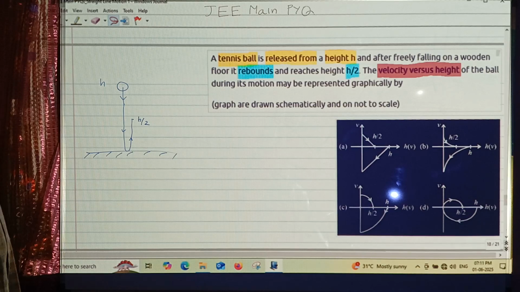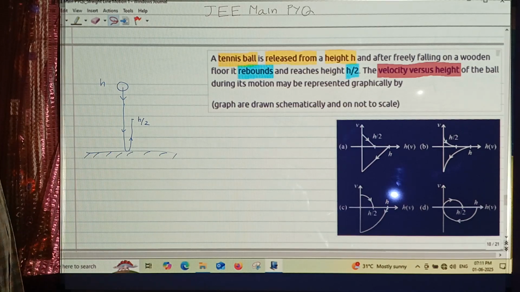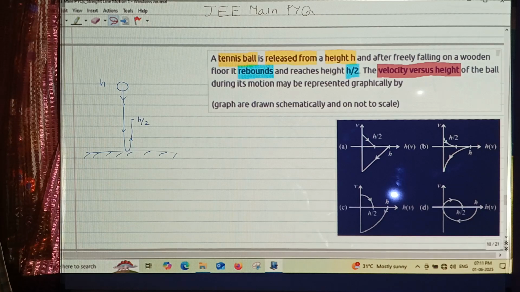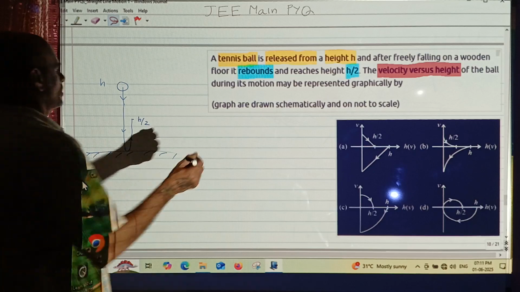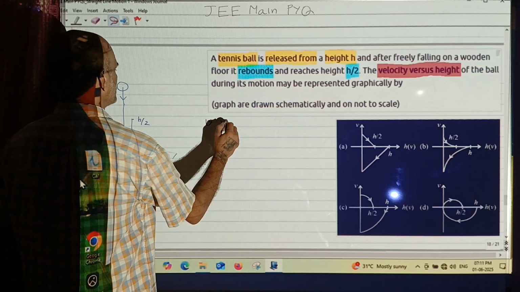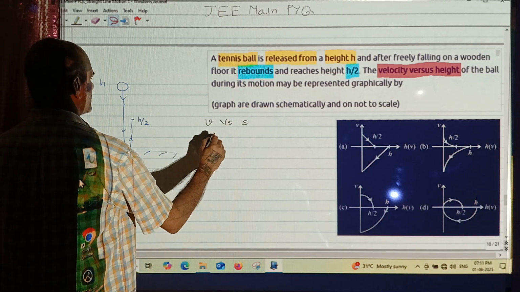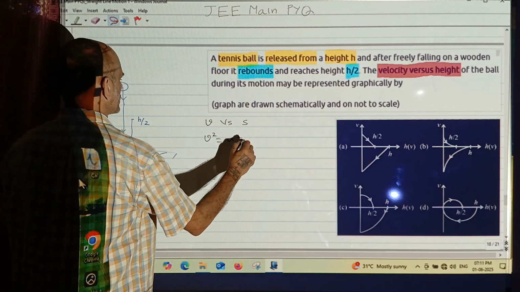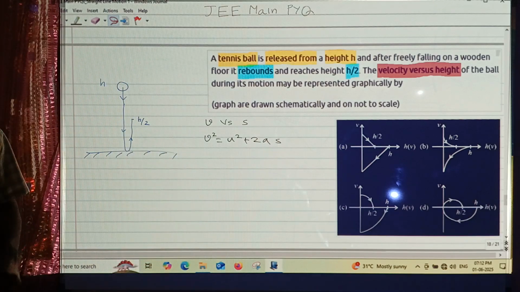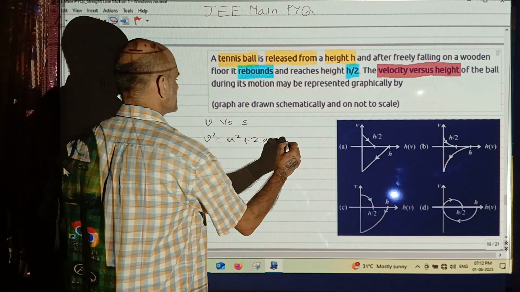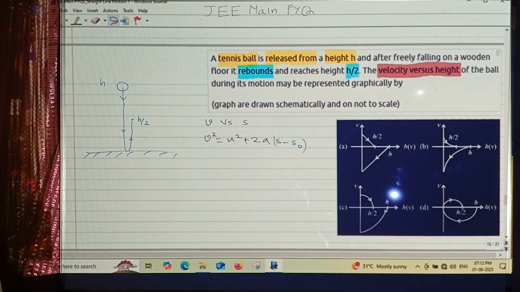So for this motion, you have to plot. Obviously, as the ball keeps on moving, the height is changing, so you have to plot velocity versus height. Basically, you have to plot v versus displacement using the third equation of motion, v square equal to u square plus 2as. Instead of s, it's better to put s minus s naught if there is some initial displacement.